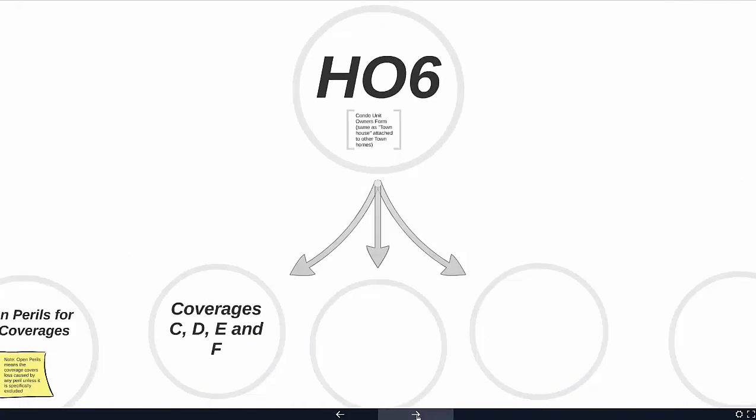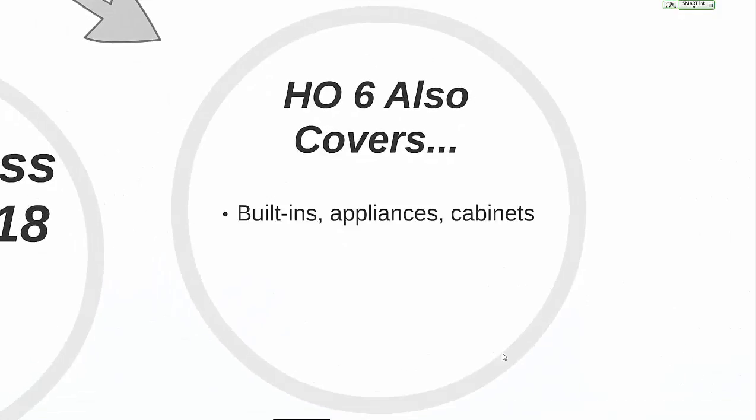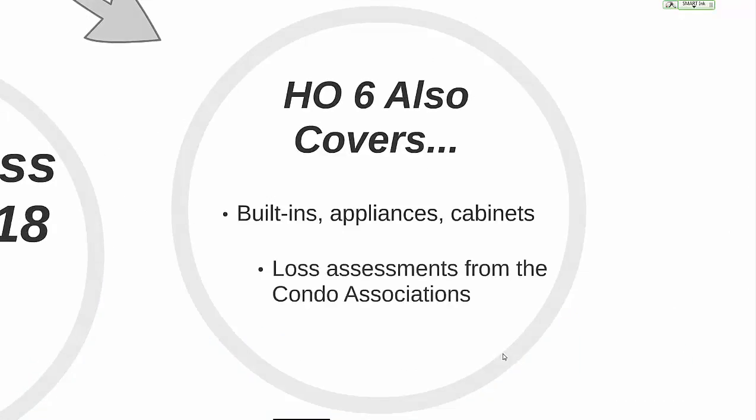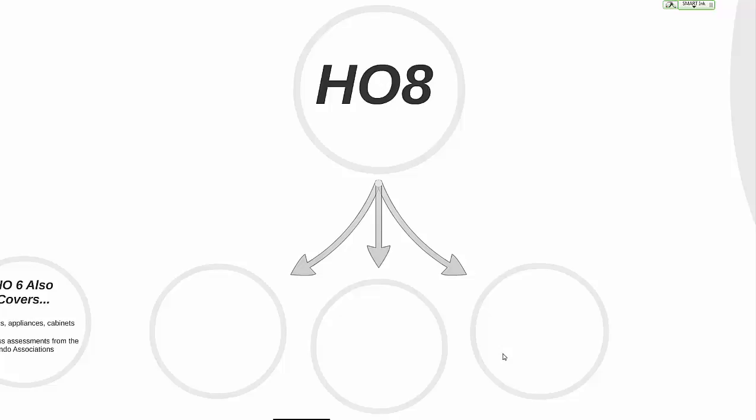HO6, similar to HO4, provides coverages C, D, E, and F, the contents, loss of use, liability, and medical payments. And it covers losses from the 16 named perils, similar to HO2. But HO6 also covers built-ins, appliances, and cabinets, and loss assessments from the condo associations. Nearly every townhome or condo has a condo association that pays for things like fences and pools and any common areas of the condominium or townhome. When there is a loss to those common areas, generally the condo association will assess the homeowner. HO6 covers those assessments.